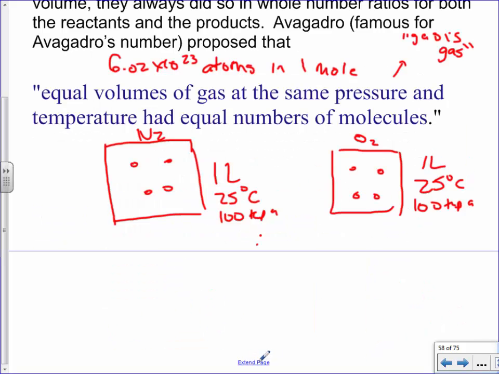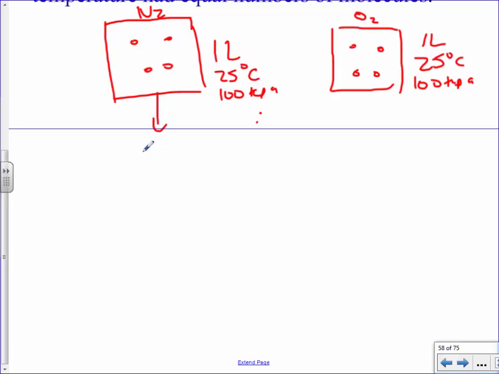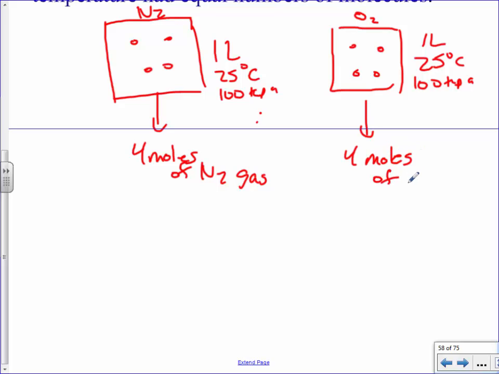I guess maybe just extending this picture here. Rather than do molecules, why don't I say this one has 4 moles of nitrogen gas? And this one also has 4 moles of oxygen gas. That was his proposal. To be honest, I shouldn't even call it proposal. This is true. We've found out that this seems to be true. He experimentally discovered it over and over and over again. It is true. There is one difference between the two. Although they both have the same number of molecules, they weigh something different.